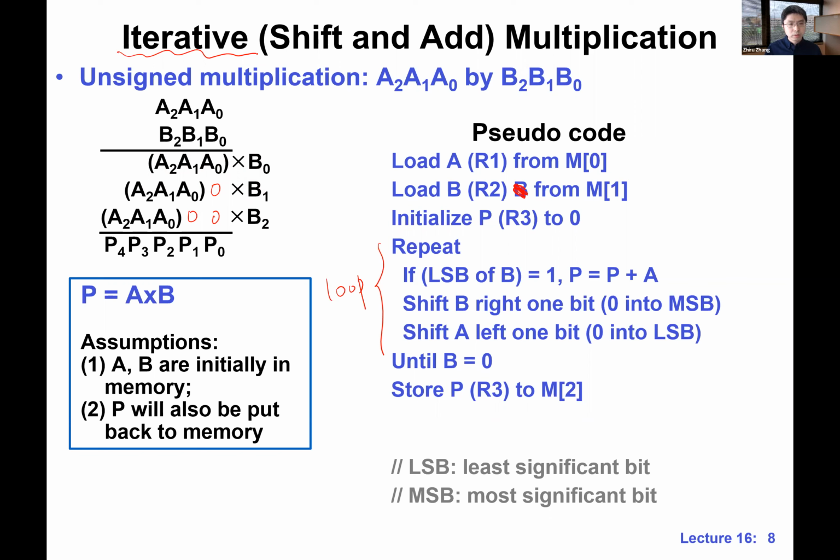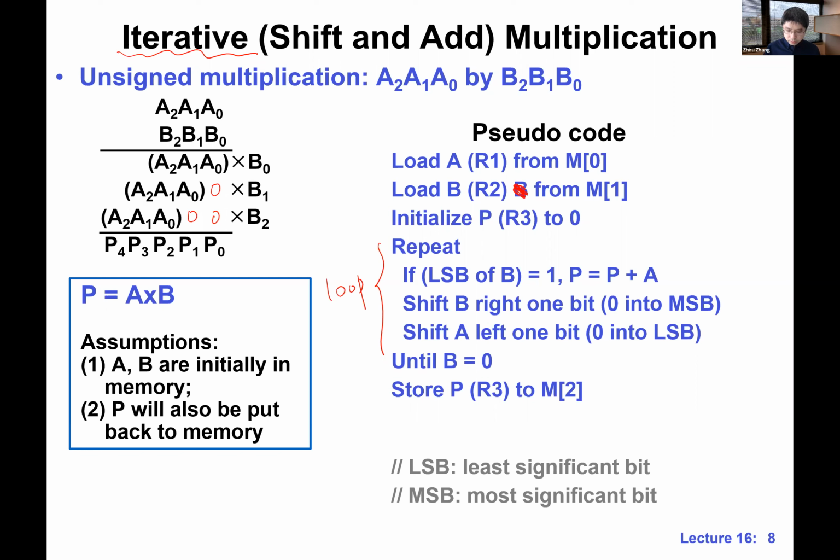So how many iterations do we go through? That actually depends on how many ones. So this is actually data dependent. It depends on how many ones we have in the B, or rather on the actual value in the B, not exactly the number of ones.